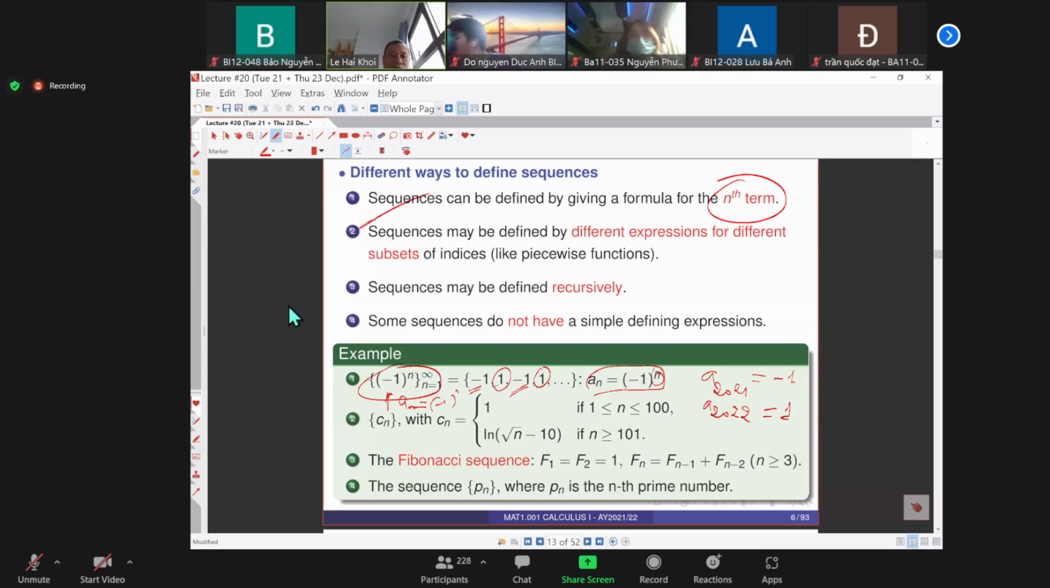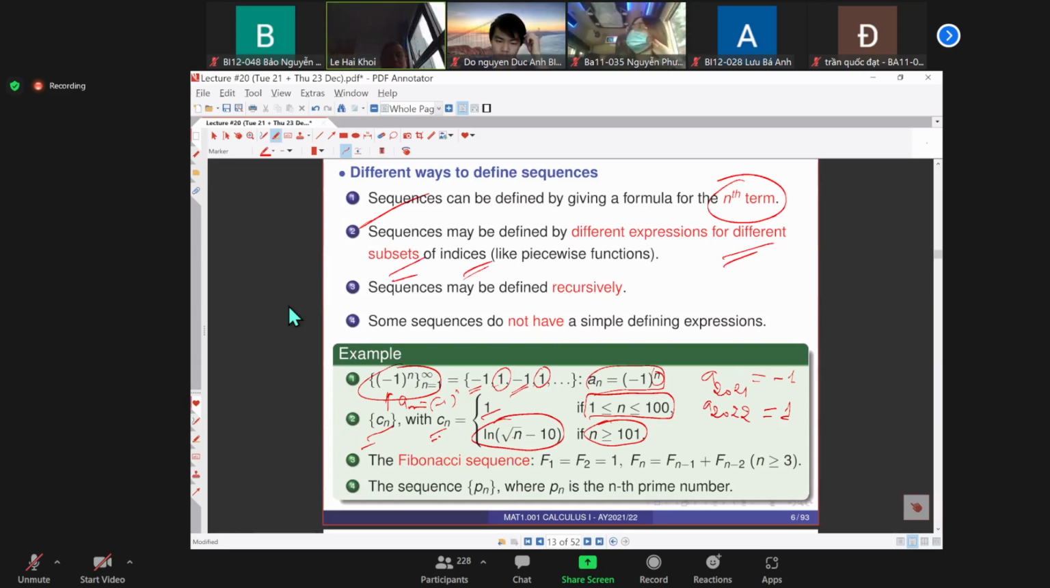The second case. Chúng ta có thể cho dãy dưới dạng Cn is 1 if n from 1 to 100. And Cn is a logarithmic of square root of n minus 10 if n bigger than or equal to 101. Như vậy là ta có thể có cái different subset of index. You can have different formula.